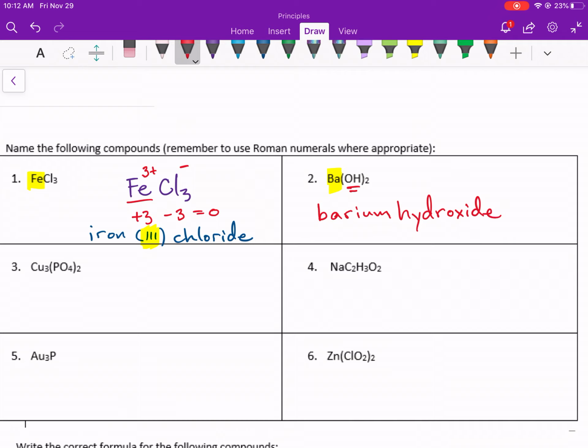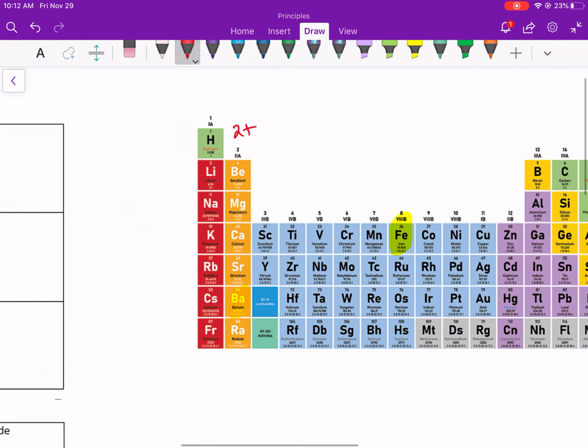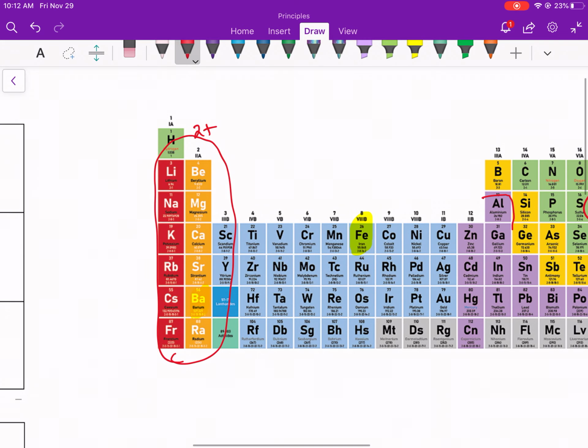So again, we did not add a Roman numeral. Why didn't we add a Roman numeral? Because it's not a transition metal. It's in group 2. Okay, so everything in the S block, which is this stuff over here, plus the 6 metals that we talked about, aluminum, gallium, and indium are +3, zinc and cadmium are +2, and silver is +1.